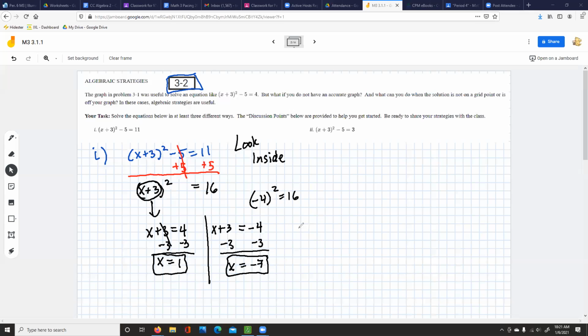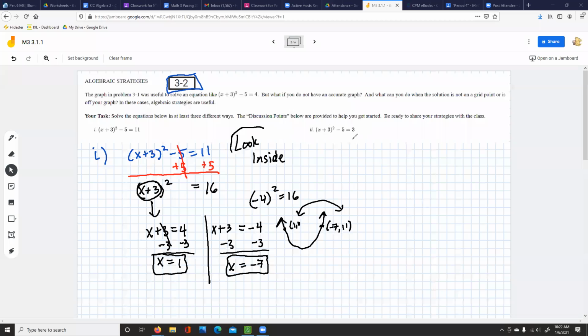That makes sense because this is just a parabola that's been scooted over somewhere. And when y is 11, so that's the point like 1, 11. And this is the other point, negative, ooh, I did them backwards, -7, 11. Pretend those are backwards, okay? So those are our two solutions because it's a parabola. Okay, so that's the look inside method.